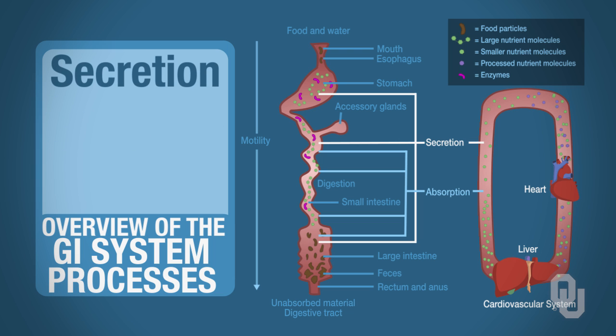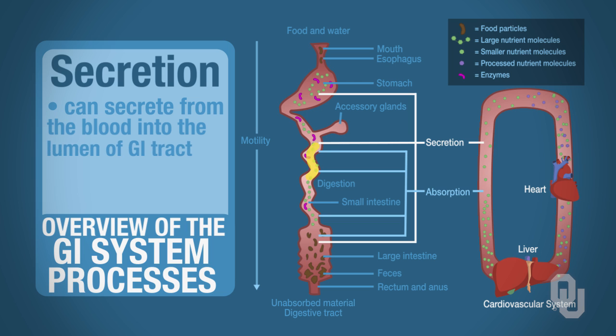Now, another basic process is called secretion. What secretion means is, for example, if you have a substance over here in the bloodstream, so this is our circulation, and if we have some sort of solute in the circulation, it can be secreted from the blood to the lumen of the digestive tract. So that is one means by which we can secrete. Now, you can also have secretion take place within the GI tract. For example, the stomach secretes hydrochloric acid, and so that would be secretion as well.